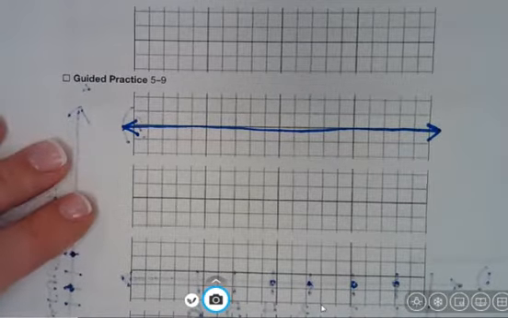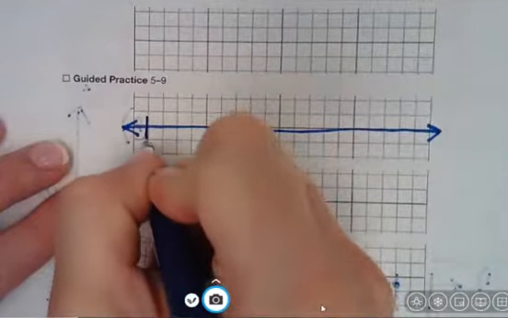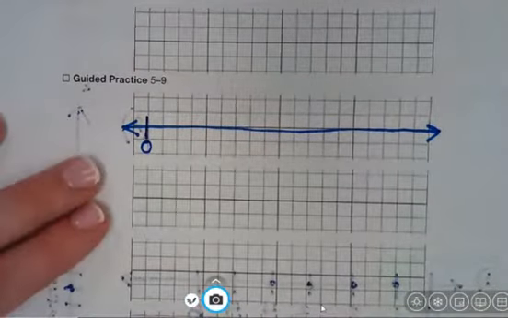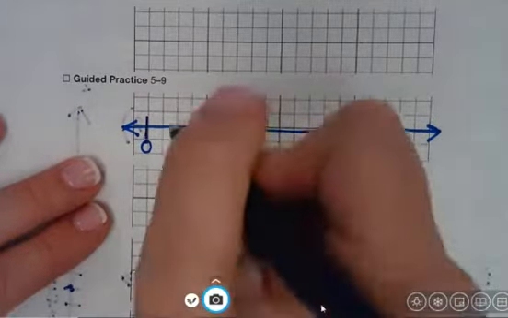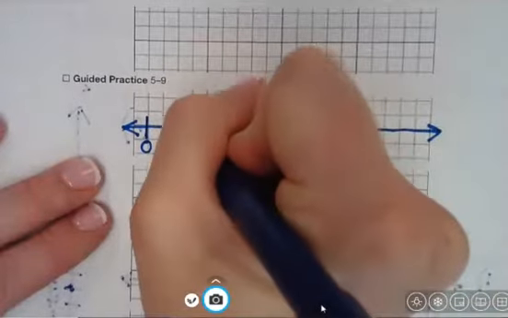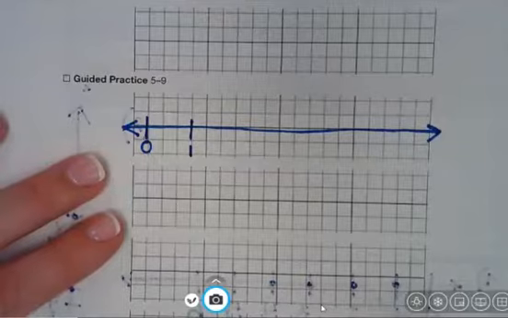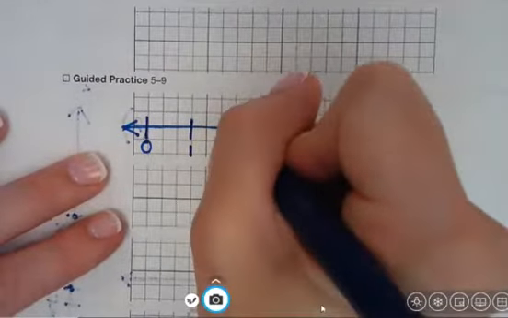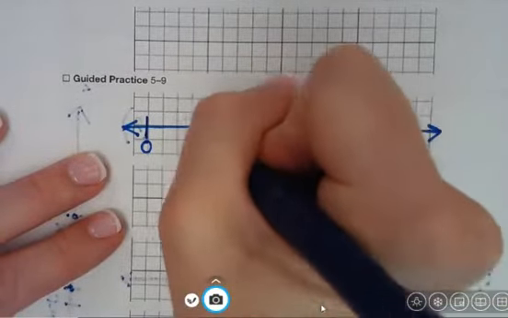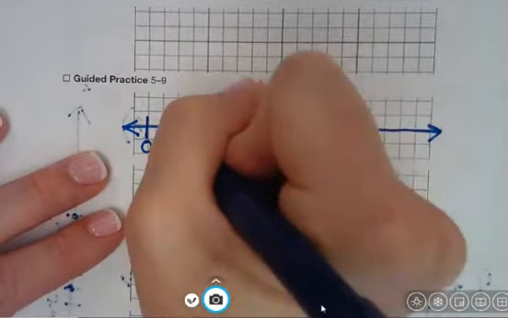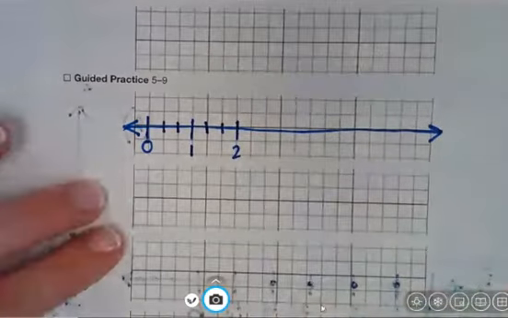Okay, so if we start our number line with 0 right here, and then I say this is 1 right here, and then this is 2, but I have these in between that I need to fill in.